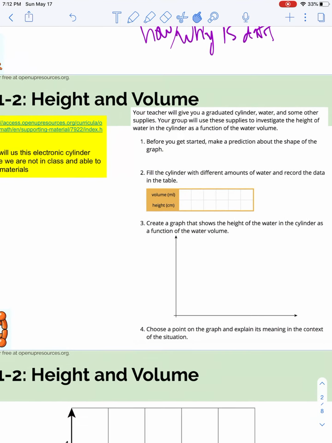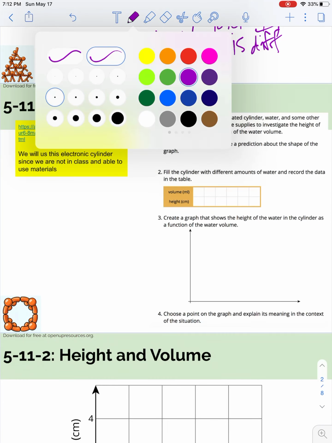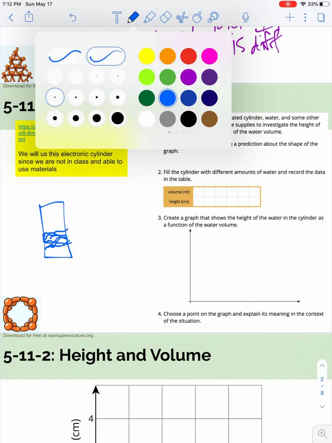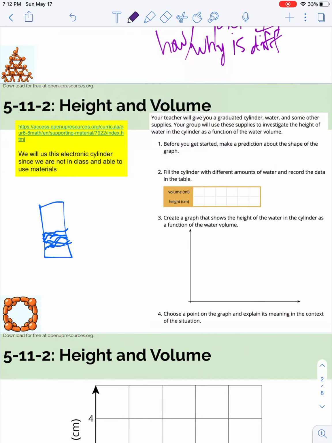You're essentially going to imagine having this cylinder, and it's filled with water, and then you have some sort of objects in it. What's going to happen to the water? Is it going to go up or is it going to go down? So think about that, and then how would that make your graph look? So we're going to have to go back and forth. So let's see if this works.